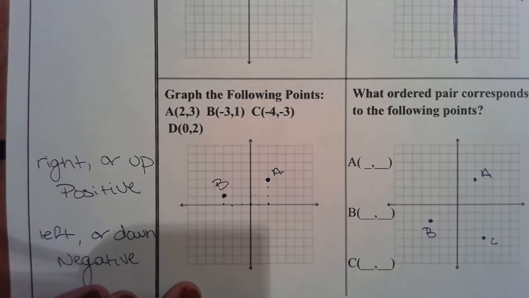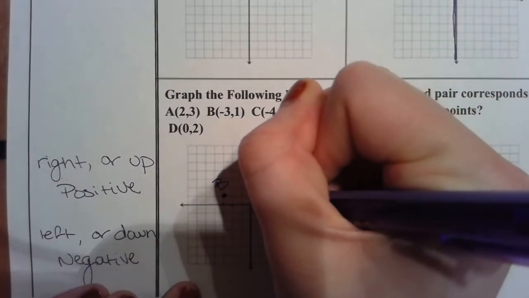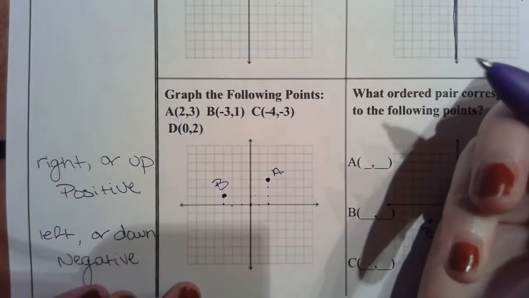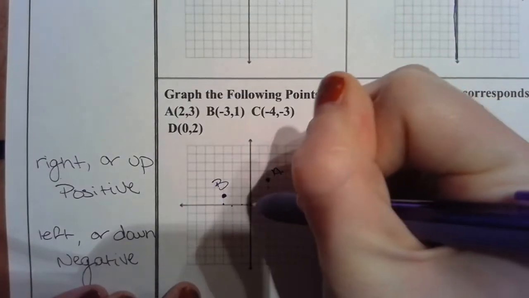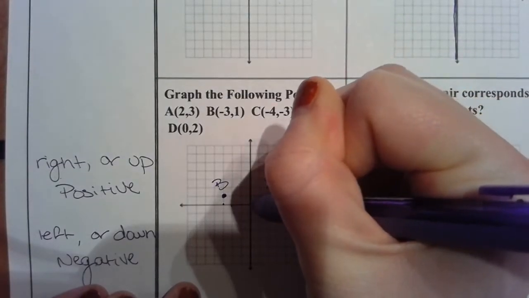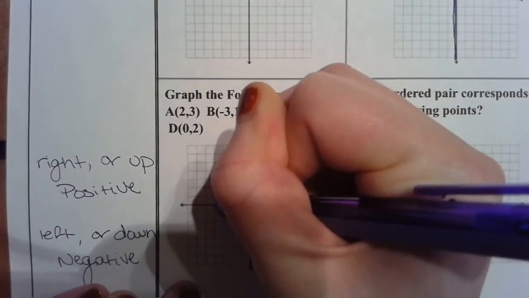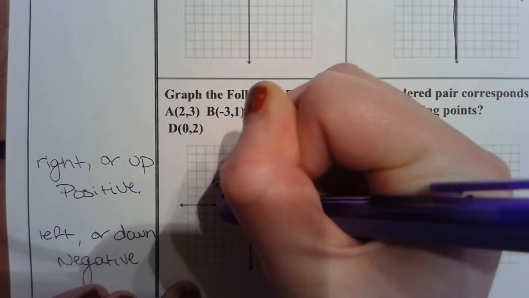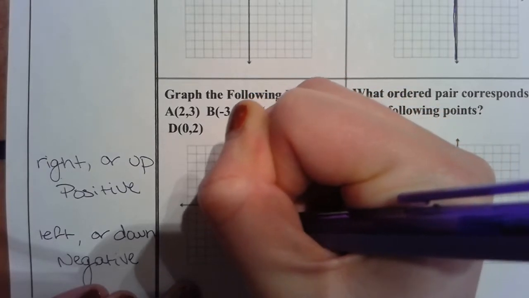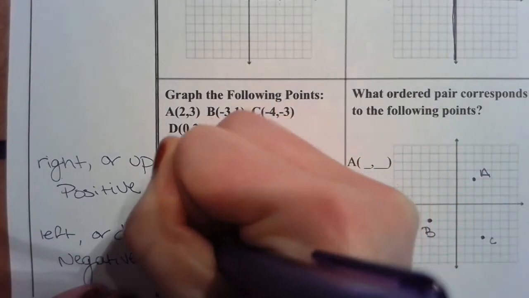All right, last point. I'm starting at the origin, or sorry, I guess I have 2 more points. Point C, I'm starting at the origin. I'm going to the left 4, 1, 2, 3, 4, because it's a negative 4, and then I'm going down 3, 1, 2, 3, and that is point C.